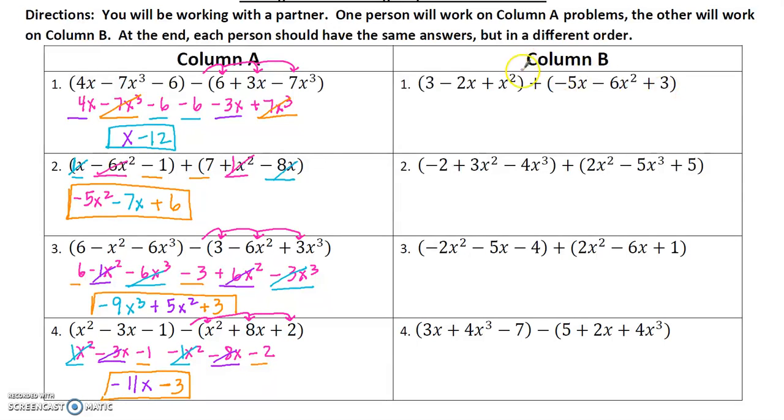So let's see. On B, I have a positive, so I'm not changing anything. Let's just start with the largest exponent. Looks like it's x squared. So I have 1x squared minus 6, which leaves me a negative 5x squared. Move on down. I have a negative 2x and a negative 5x, so negative 2 minus 5 will give me a negative 7x. And then my numbers, I have 3 plus 3, well that will give me 6.